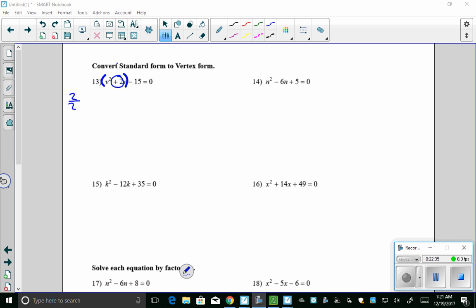Hey guys, I'm actually going to stop right here. This is a good stopping place, and I'll pick up with the rest of it tomorrow. Please use the rest of this time to study.